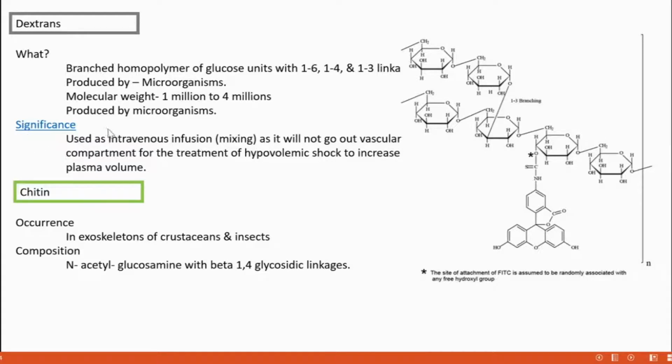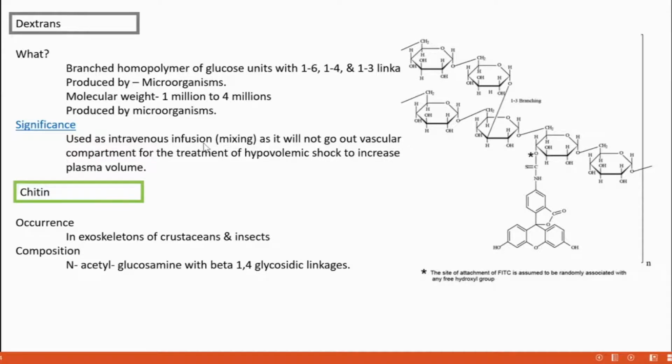What is the significance of dextran? It is used as an intravenous infusion, as it will not go out of the vascular compartment, for the treatment of hypovolemic shock to increase the plasma volume. What do you understand from this? I will explain.